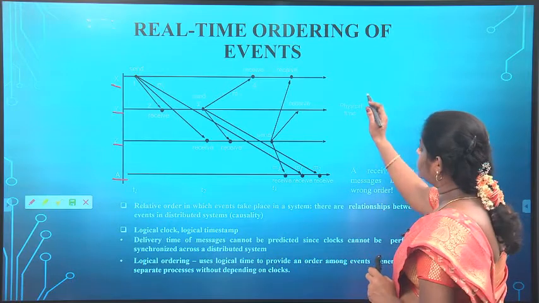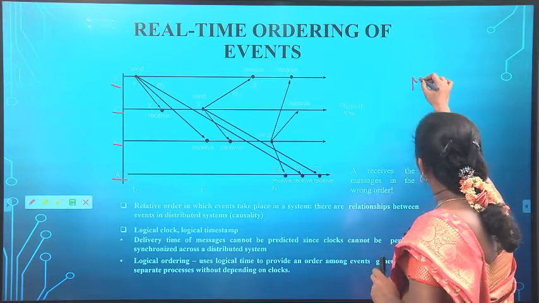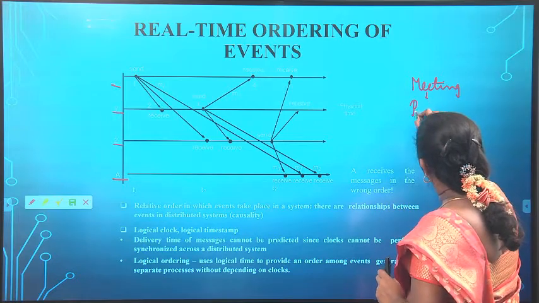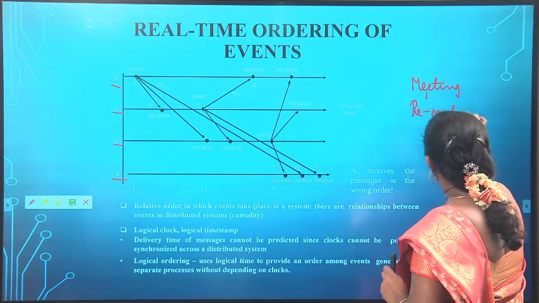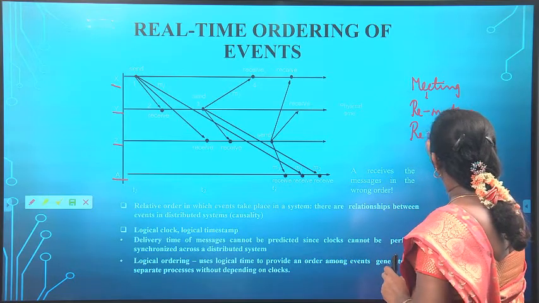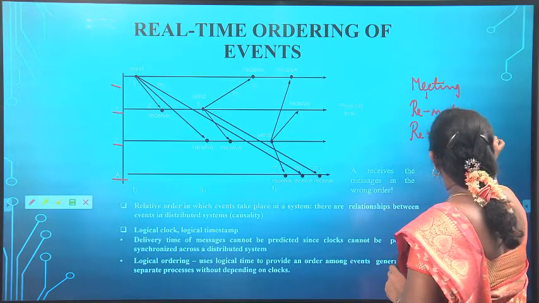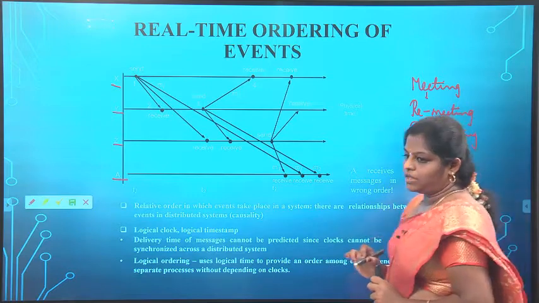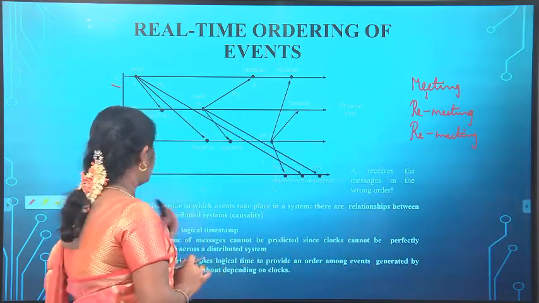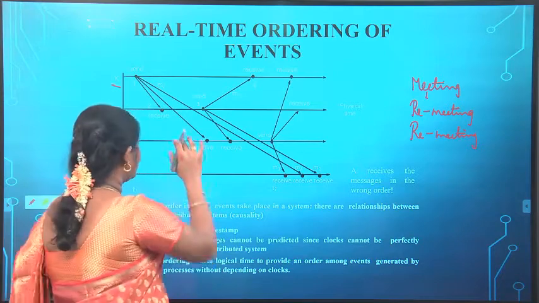The first, X, is going to send the message "meeting". Y wants to send the message "re-meeting", and Z is also going to send the message "re-meeting". So three messages. The three persons are sending three messages to the person A. Now see how it is receiving.